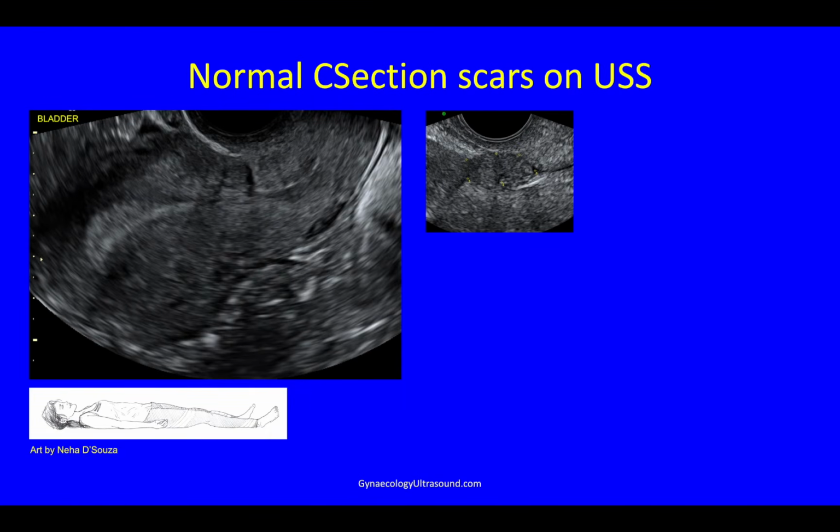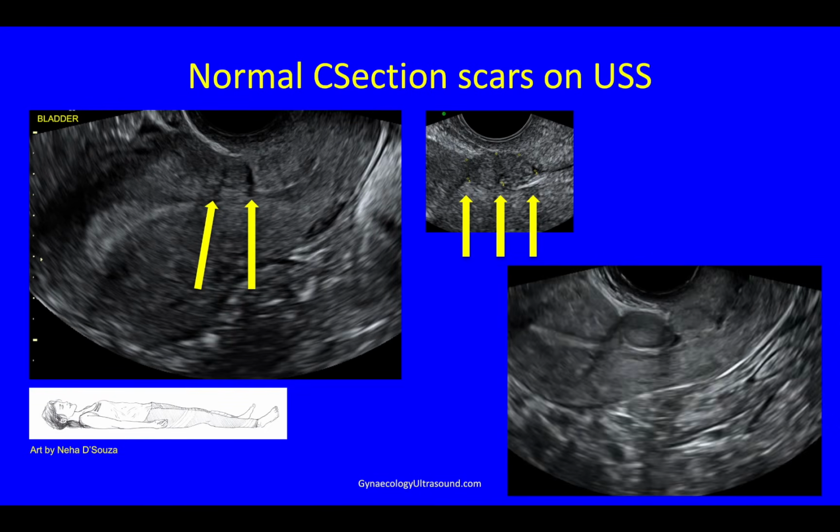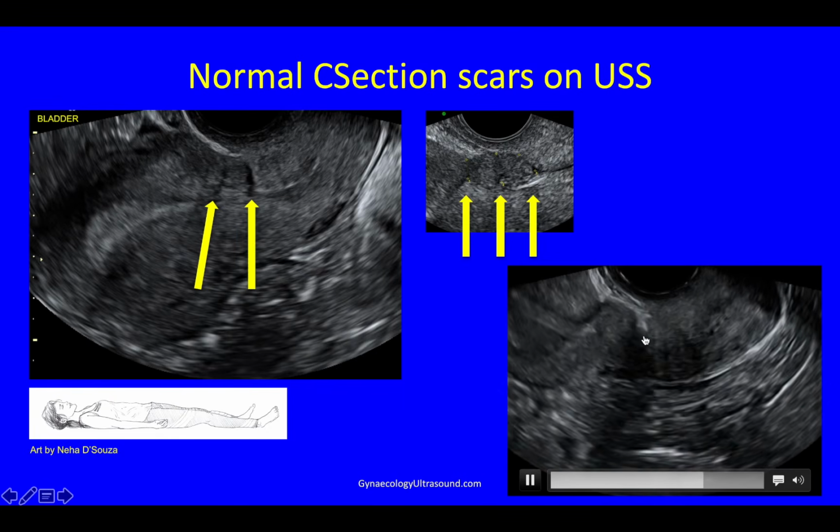The orientation of my images is always like this, so it's as though the patient is lying down like this: anterior wall, fundus, posterior wall and cervix, with the bladder up there. And so in this case you can see 2 Caesarean scars. In this example you can see 3 separate section scars, and you can see in this video clip 2 section scars. There's just one there and one there.